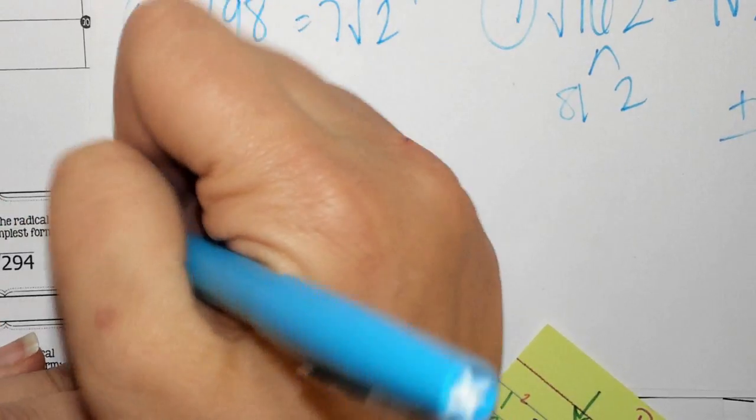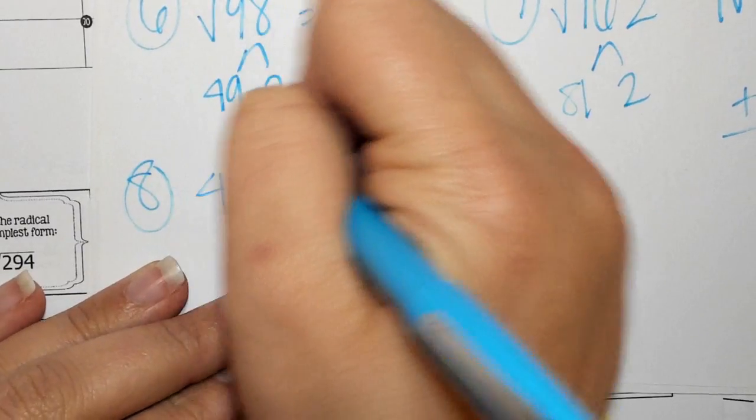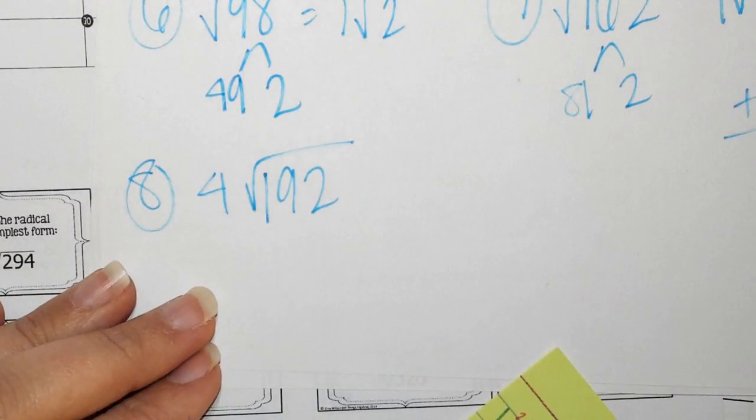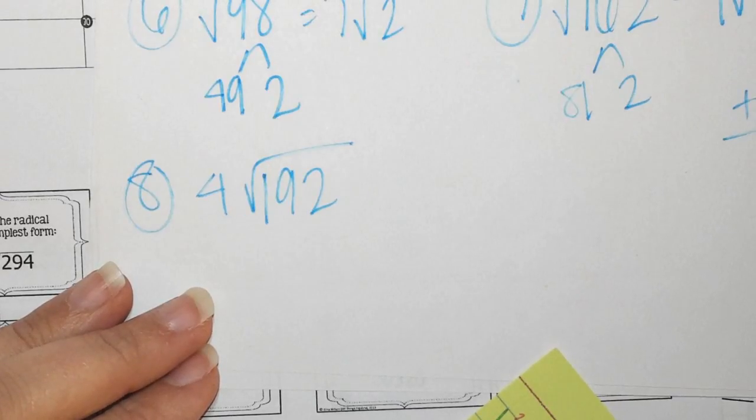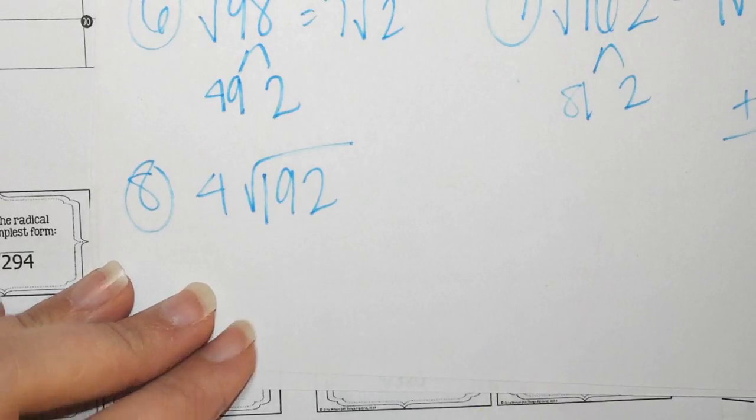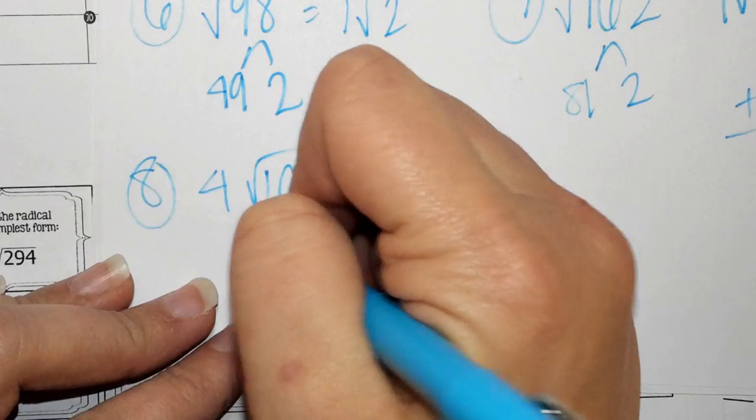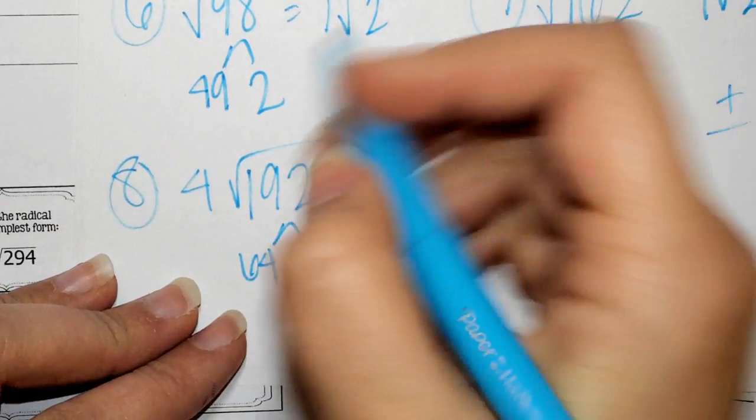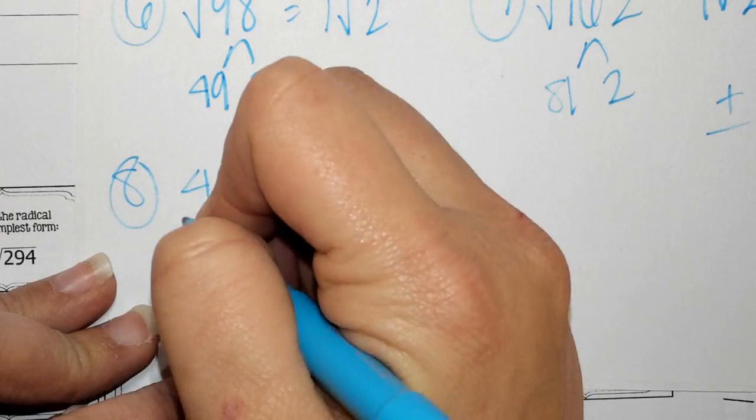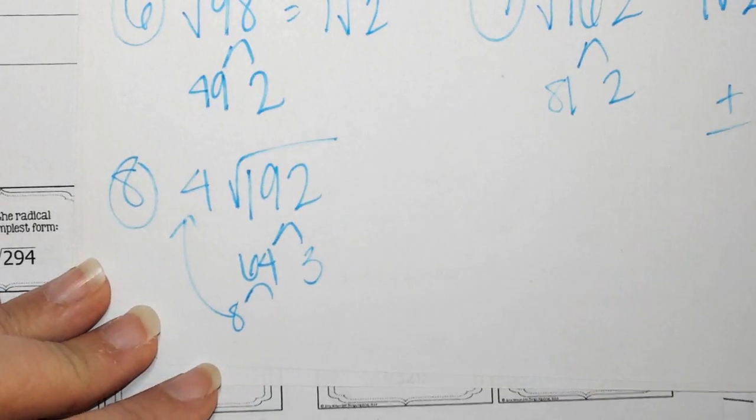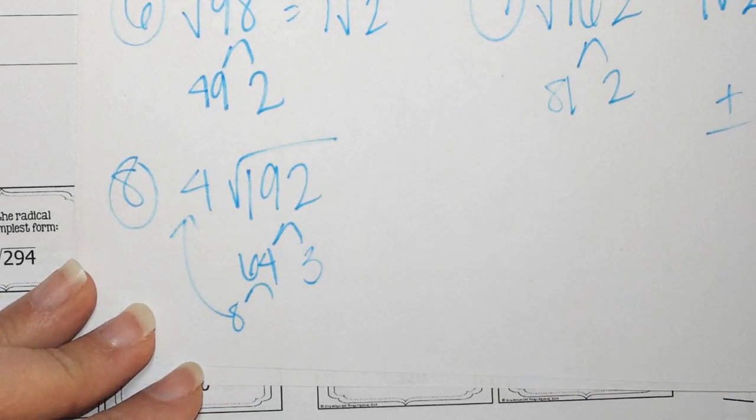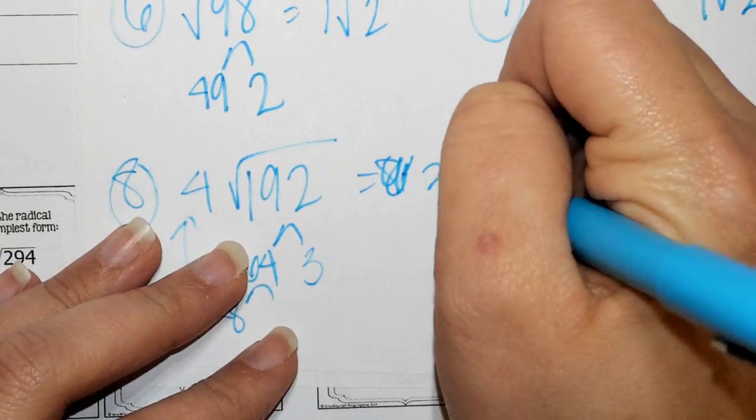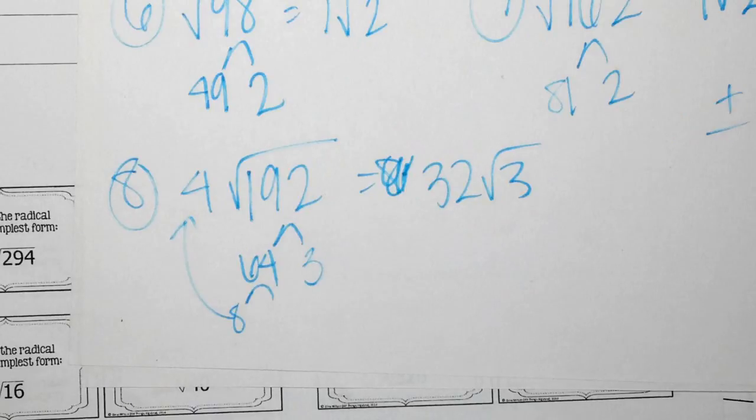Number 8, and then we're moving on to cubes. All right, so 4 times the square root of 192. All right, so it's 64 times what? 3. And what's the square root of 64? 8. Now, this 8 is going to go out here. What are the 8 and the 4 going to do? Multiply. Take a point. And that becomes 8 times 4 is 32, root 3.